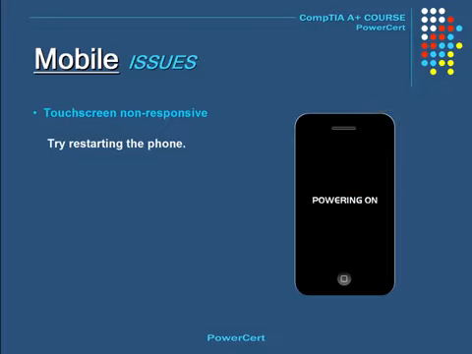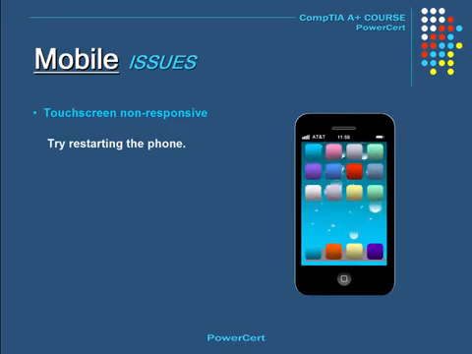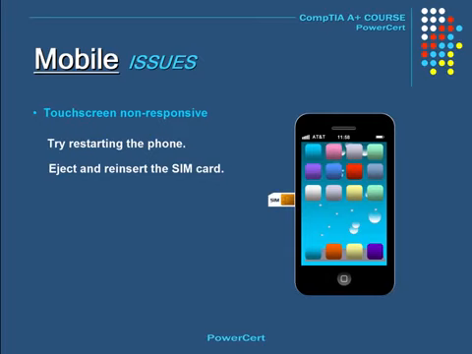Or if you power it back on and you still have the issue, you can try to eject the SIM card and then put it back in. Or if that doesn't work, then you may have to do a hard reset on your cell phone. And you can refer to the manufacturer's documents for specifics on how to do a hard reset for your specific device.